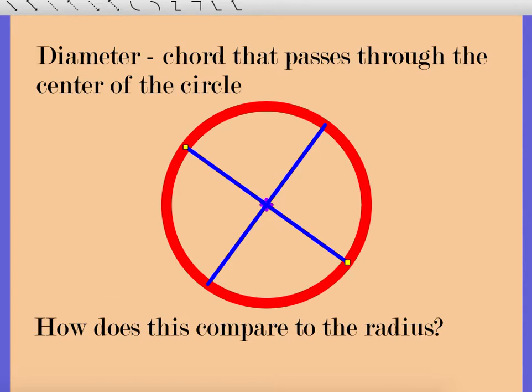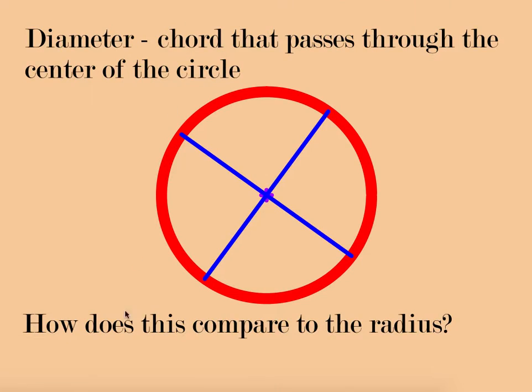But how does the diameter compare to the radius? I hope you got this. The diameter is just twice the radius.